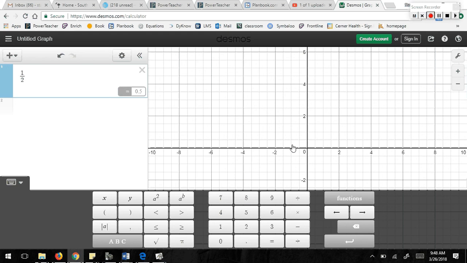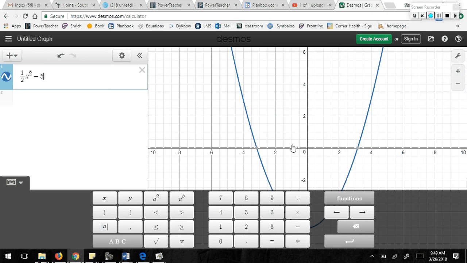All right, 1/2 x squared. Make sure you click this little button and come off of the fraction. How do you get the 1/2? 1 divided by 2. To get off the fraction, hit this little button to the right here under functions.